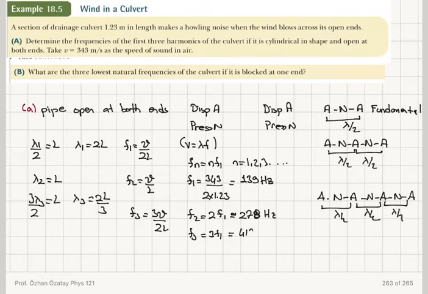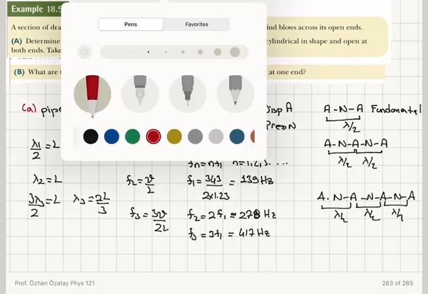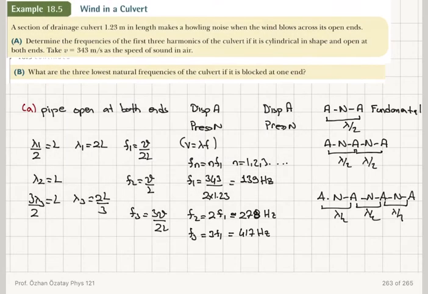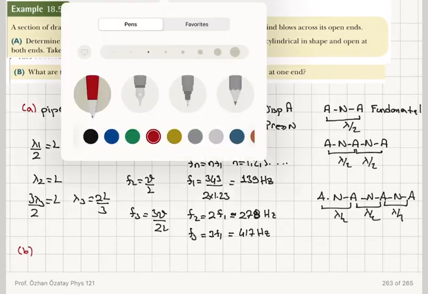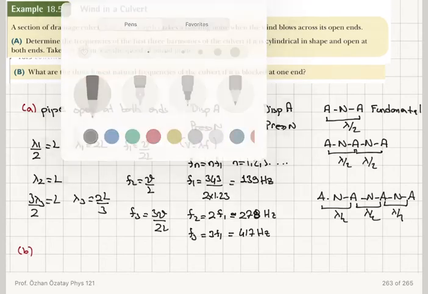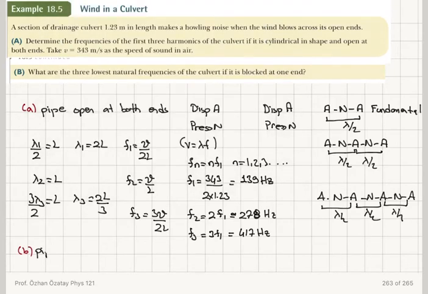$278 actually. F3 is 3 times F1, so this will be 417 Hertz. And in part B of the question, what are the three lowest natural frequencies if it's blocked at one end? Okay, so a pipe closed at one end.